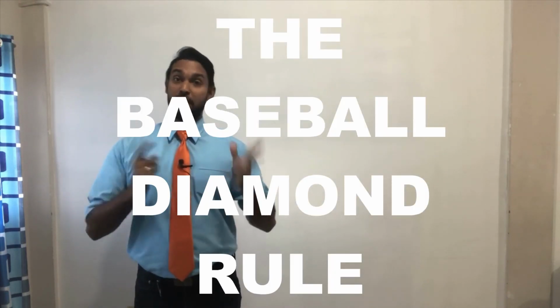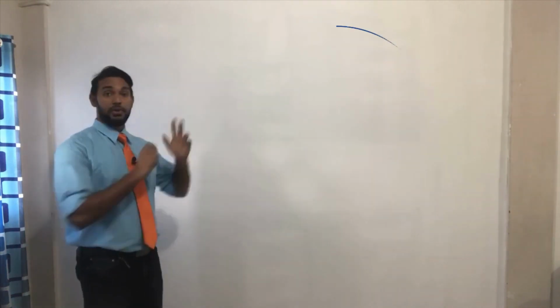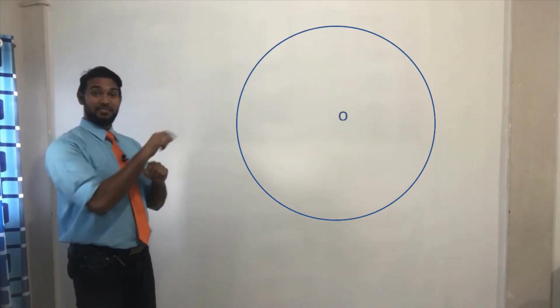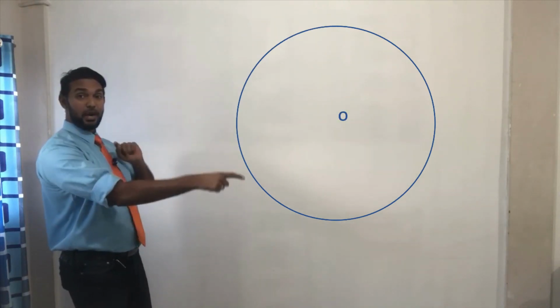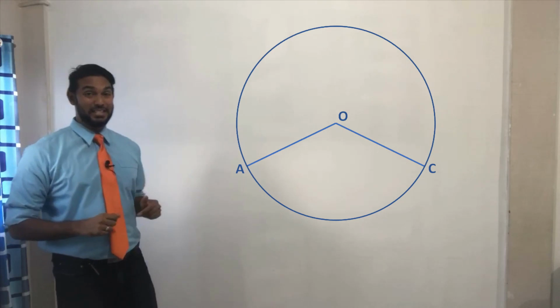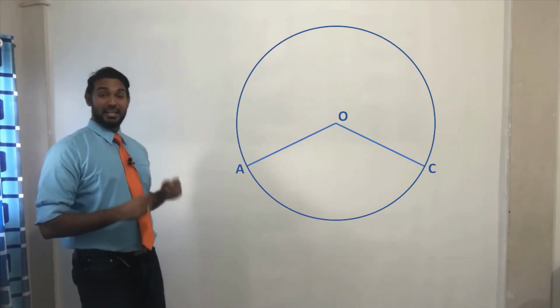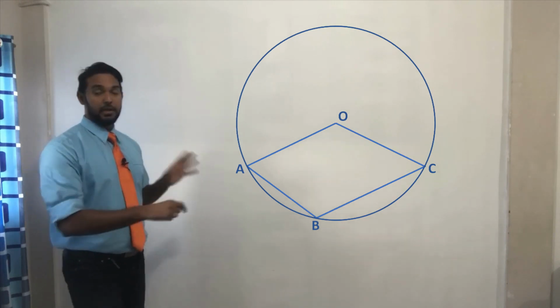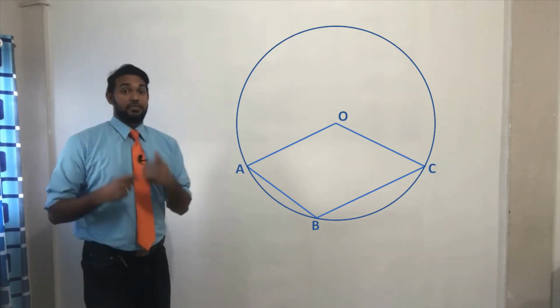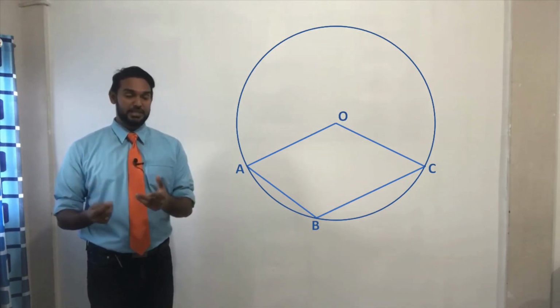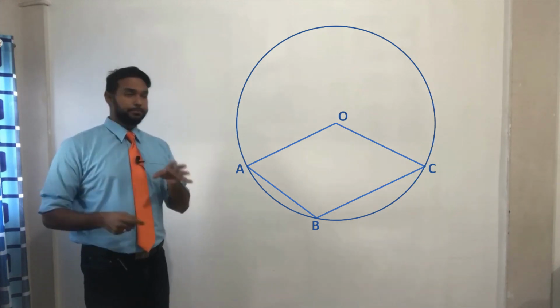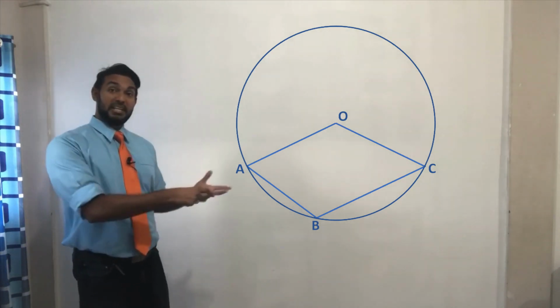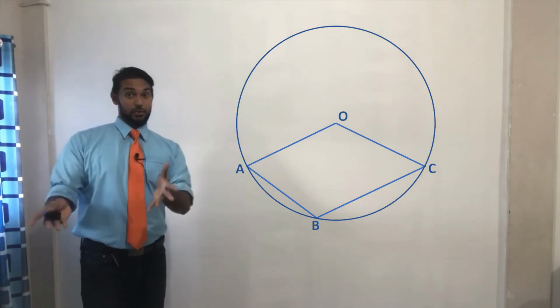Okay guys, so this second rule I call the baseball diamond rule, and let me show you why. So let's get our circle going. We're going to get the center of the circle at O. We're going to get 2 radii coming down from O to meet at A and C on the circumference. And we're going to get a line each from A and C to meet at a common point B on the circumference. Now I know most of you guys may be watching from the Caribbean, may not be familiar with baseball, but their field is set up like a diamond. So that's why I call it the baseball diamond rule. Okay, you can call it whatever you want.